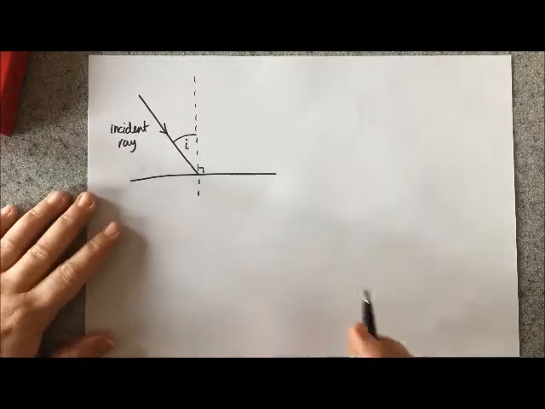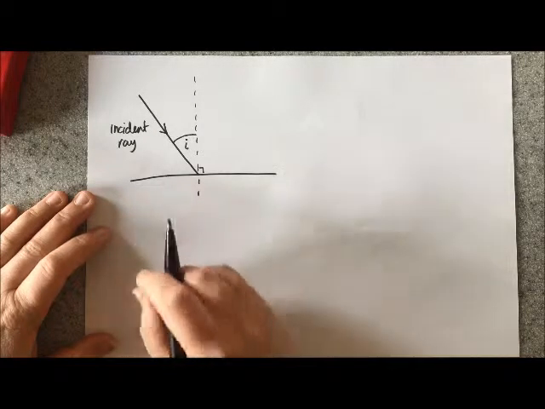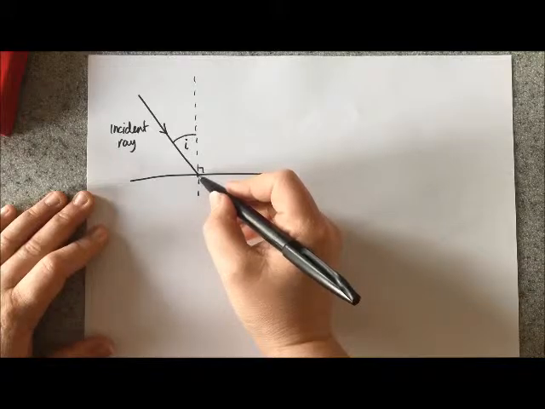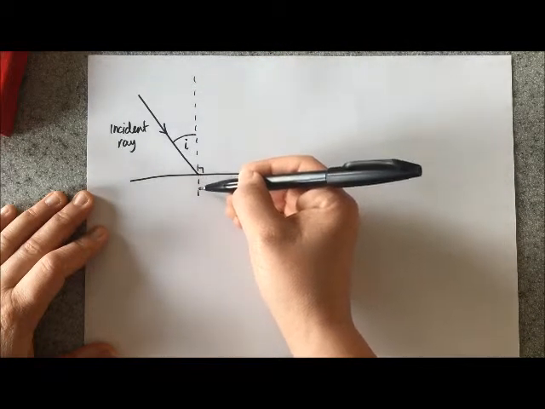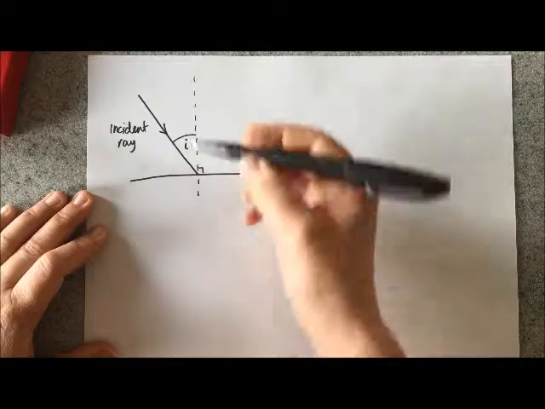Okay, in reflection, light is reflected from a mirrored surface or a silver surface, or even just a shiny surface. And when light is reflected, it always follows this rule. You have a normal line, which is this dotted line down here, and that is drawn perpendicular to the surface that the light is shining on.